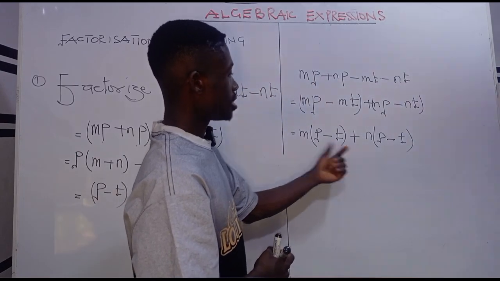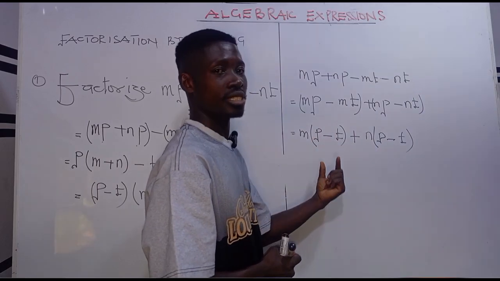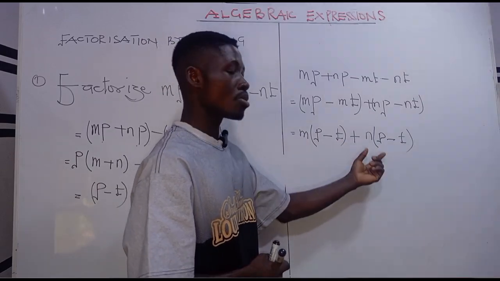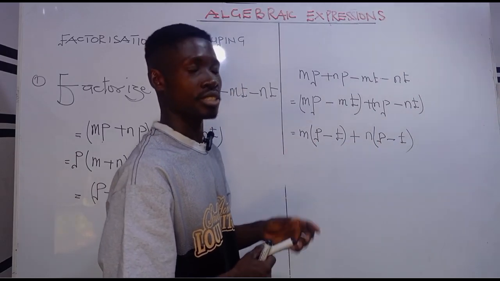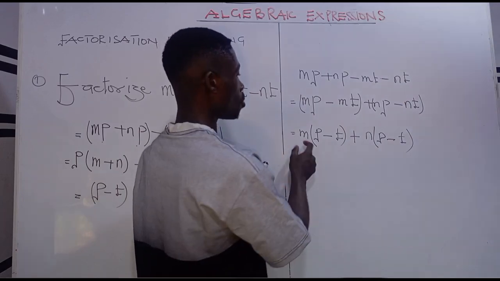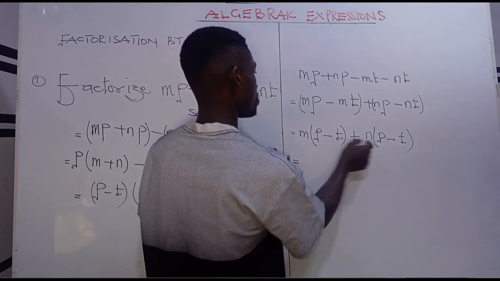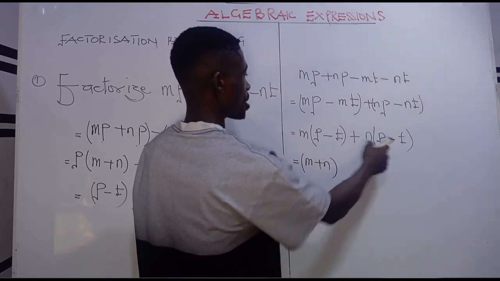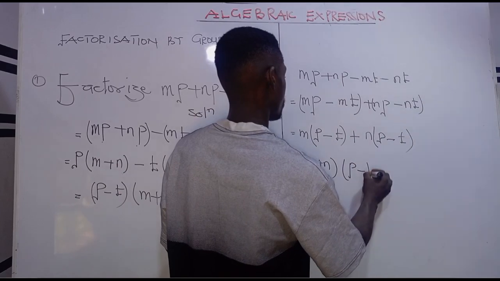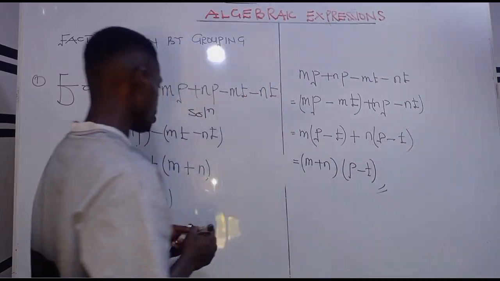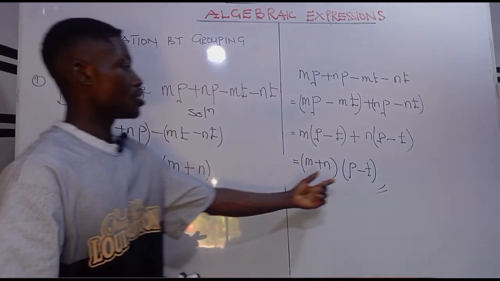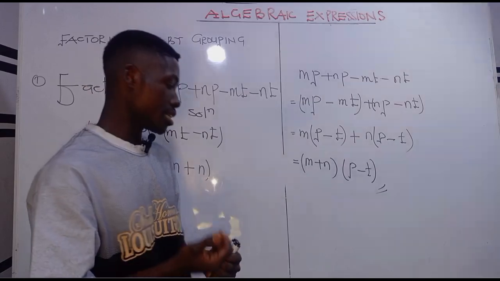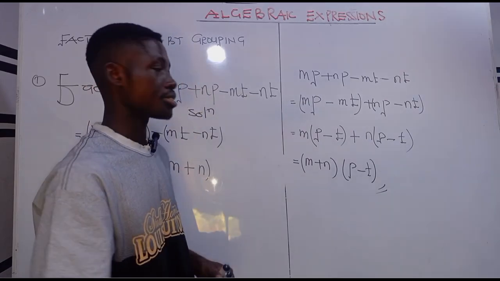So we realize that the terms within the two brackets are equal, and always they must be equal. If they are not equal, then there's something wrong with your factorization. So we are going to pick those outside the brackets and then we put them inside the brackets. Then we pick any of the brackets, P minus T. You realize that using a different method, we are arriving at the same answer. Let's take another example and then see how it goes.